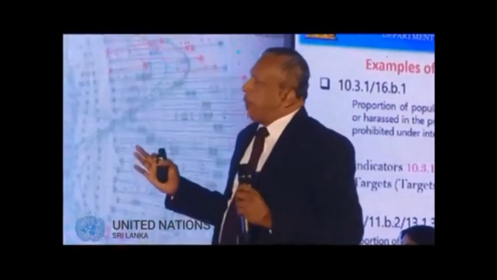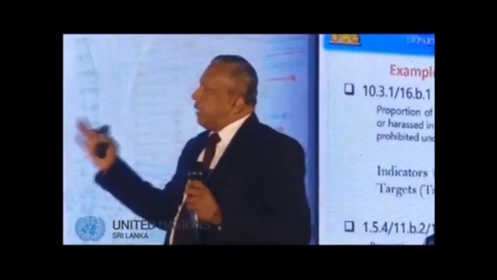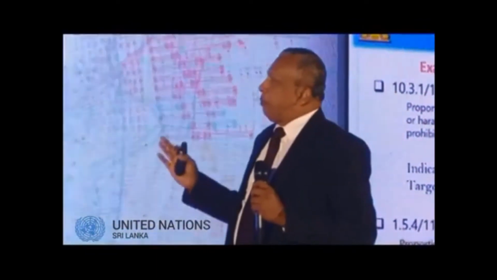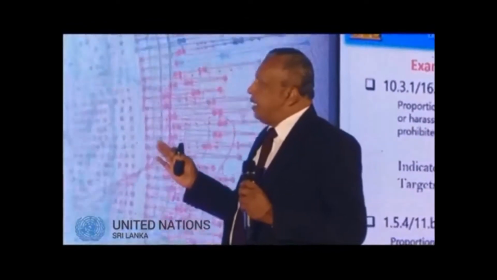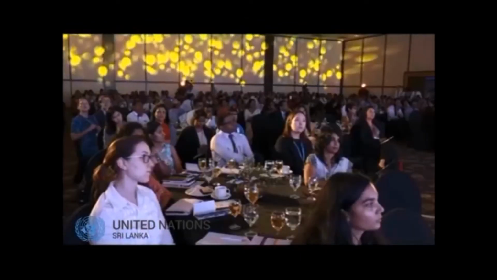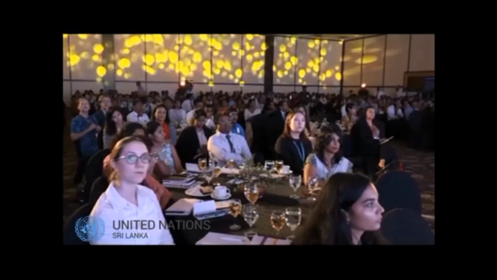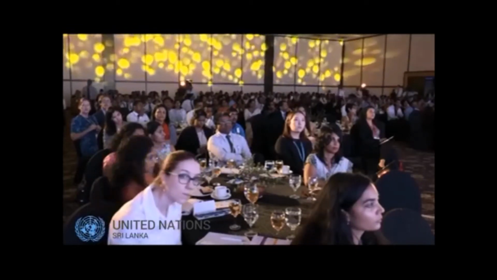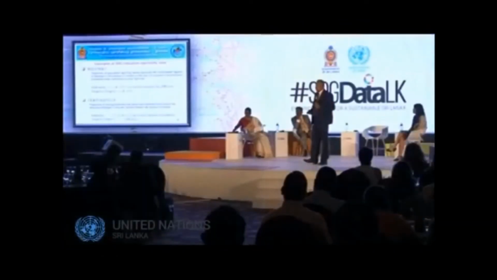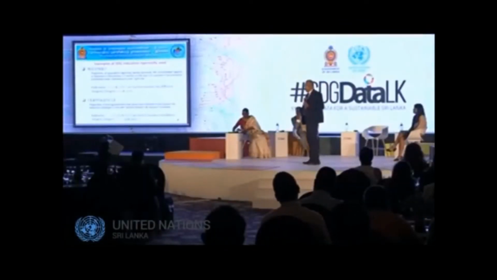For example, take this particular indicator: proportion of population reporting having personally felt discriminated against or harassed in the previous 12 months on the basis of a ground of discrimination prohibited under international human rights law. It appears under two different targets, that is 10.3.1 and 16.b.1. So that is why it is 244. 12 indicators are there in more than one place.